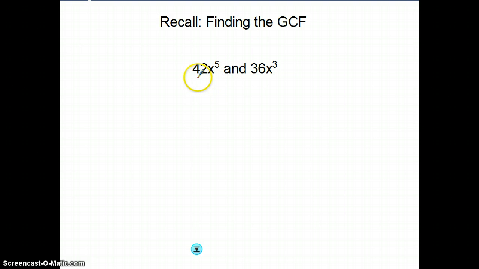Step 1, I'm going to go ahead and factor down my 42. I get 7 times 6. 6 factors down into 3 times 2. Now that all of these numbers are prime, I ignore anything that's not at the end of a branch. And my prime factorization of 42 is 2 times 3 times 7. Now in this term I also have an x to the 5th. I'm going to go ahead and write x to the 5th.